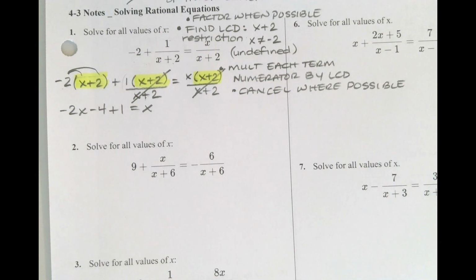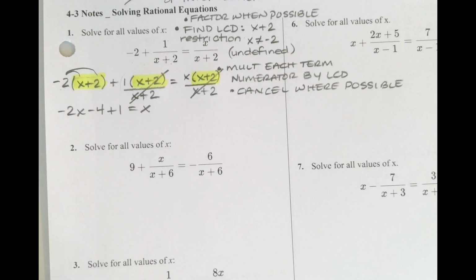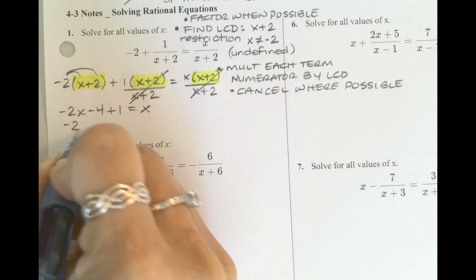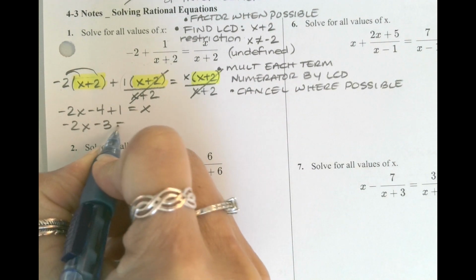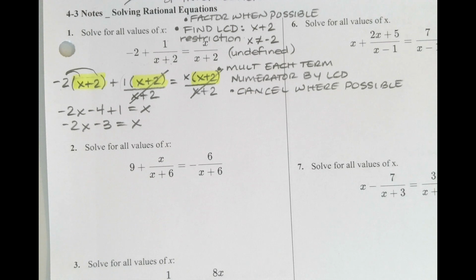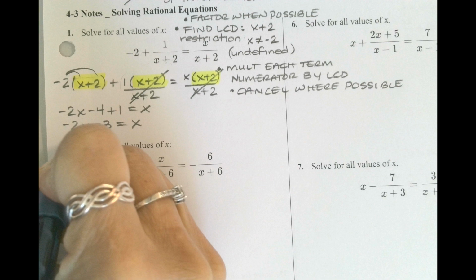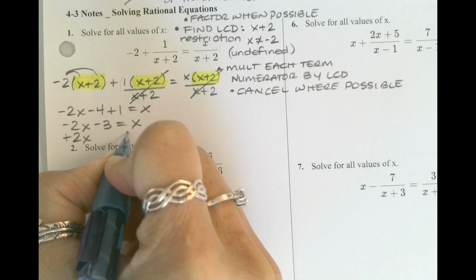Just use your basic algebra skills. First of all, combine like terms if possible. Do we have any like terms we can combine? -4 and 1, very good. So -4 and 1 makes a -3. So now -2x comes down, -3 equals x. Now start solving if you have done all your combining. What do you suggest we do to get those x's together? Because we need to solve for x. Add 2x is a good idea. So let's add 2x on both sides.